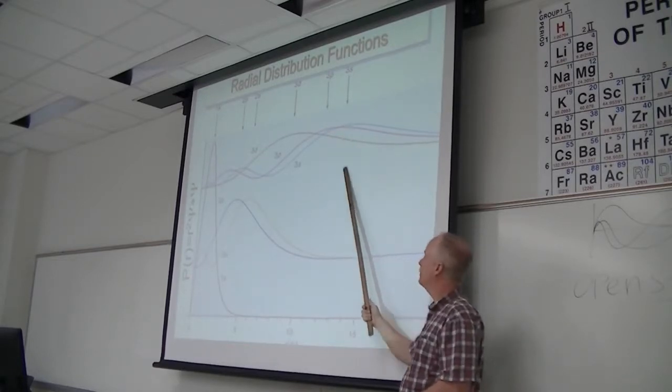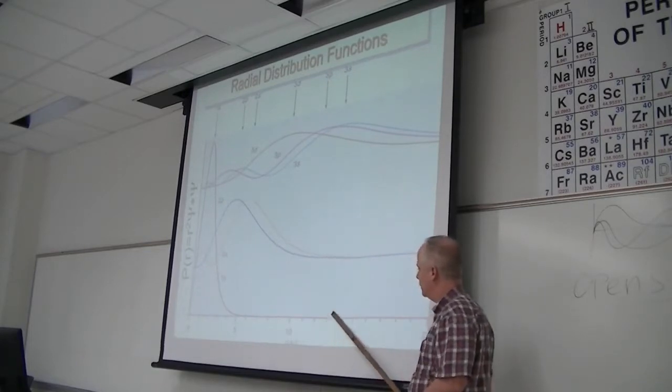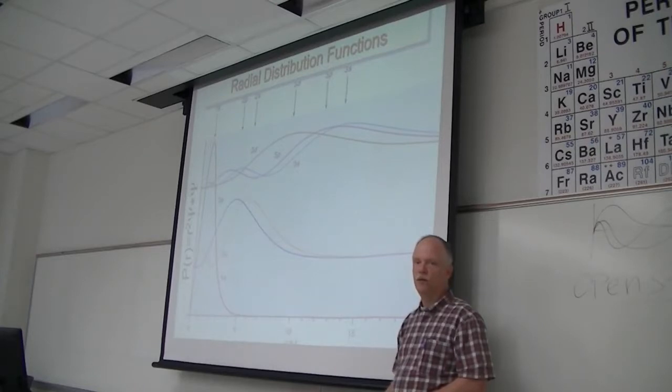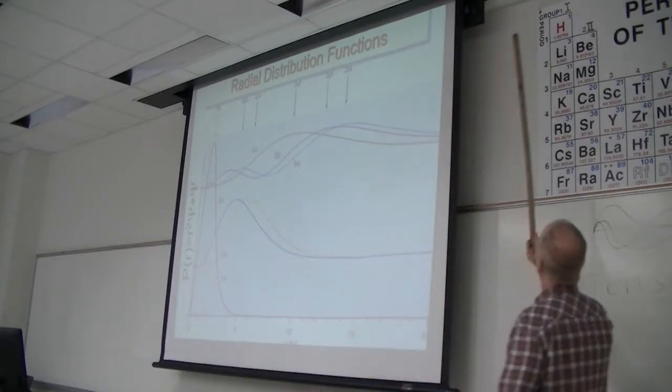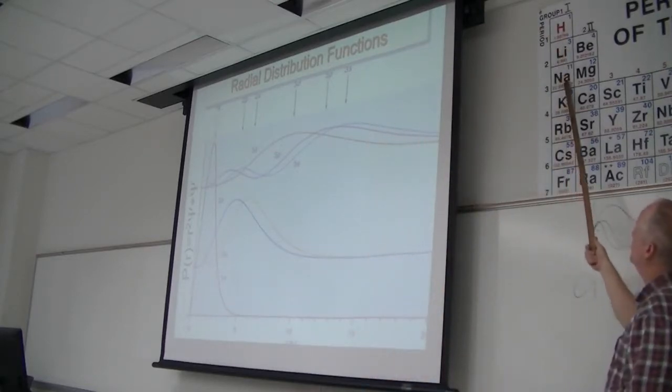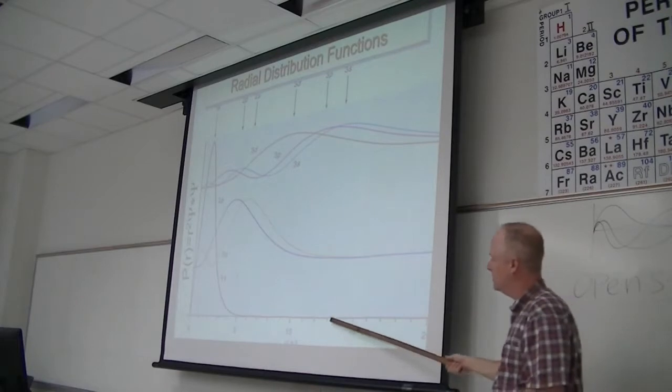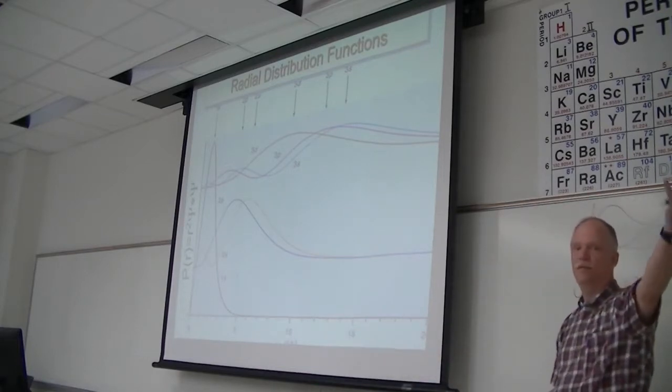Look how far away from the nucleus it is. We're down here at 13 angstroms for a 3s. So here's the 1s, 2s, 3s. So that valence electron in sodium can be as far as 13 angstroms away from the atom.